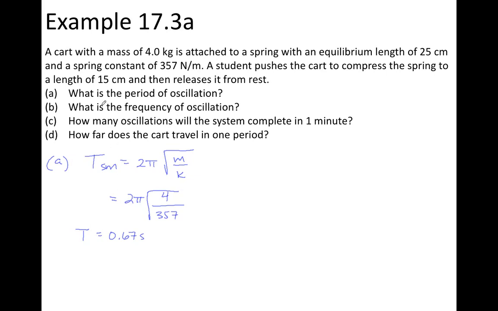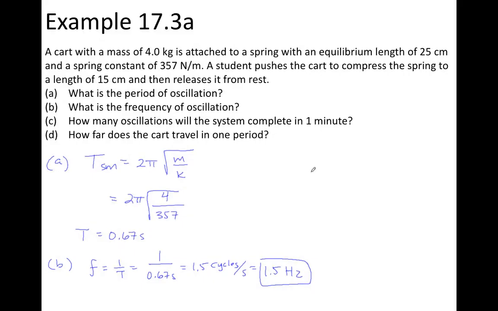In part B, it wants to know the frequency of oscillation. Frequency is just the inverse or reciprocal of the period. So I can take 1 over the period, and that gives me 1.5 cycles per second, or 1.5 hertz.